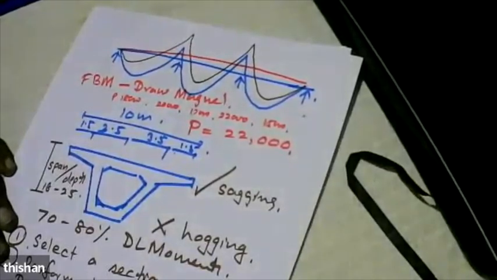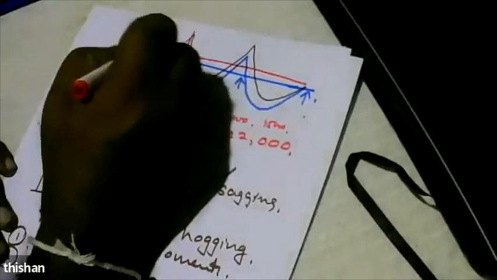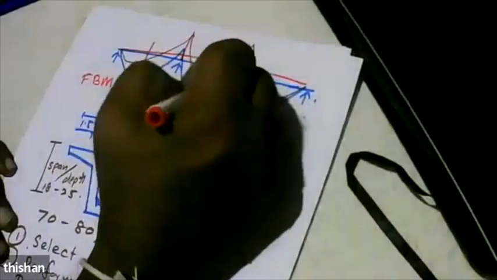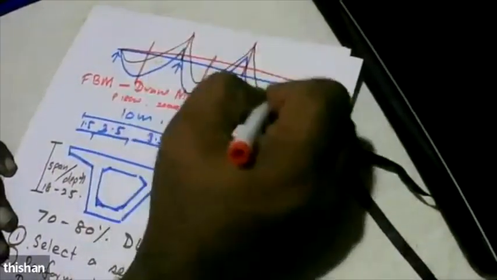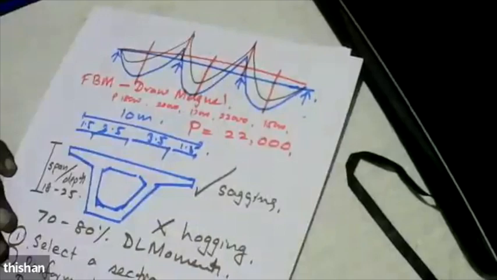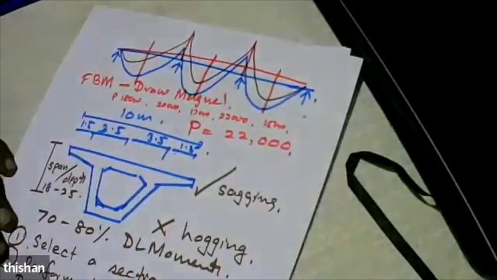The maximum at critical section. So this one is a critical section, this is another critical section, this is another critical section, this is another critical section, this is another critical section. So you select the critical sections. The critical sections are the ones having the maximum sagging moment or maximum moment.